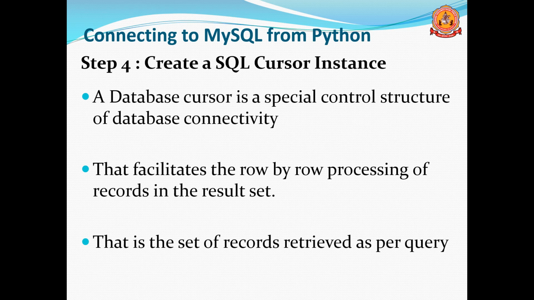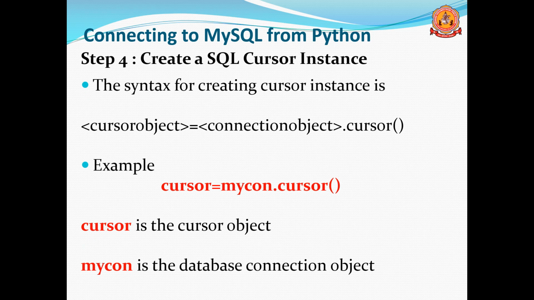Whenever you are going to view or fetch the result, it will facilitate row by row processing of records in the result set, that is the set of records retrieved as per the query. For example, when you do select all, we have to fetch the records one record after another, one by one. That is facilitated by the cursor instance.